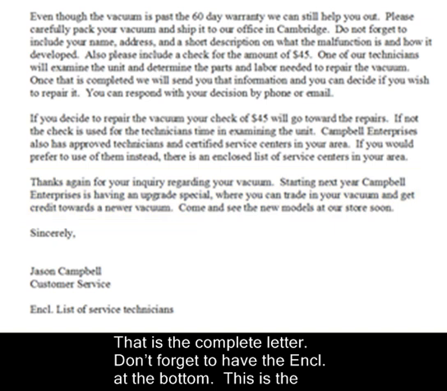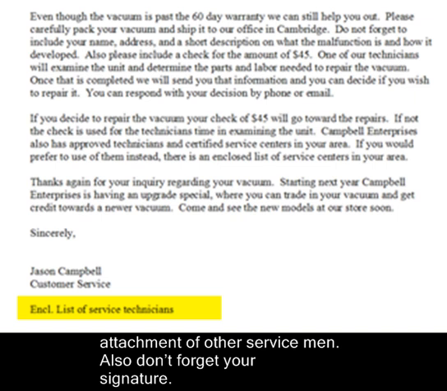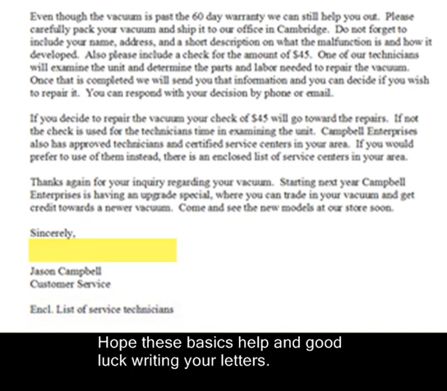Don't forget to have the enclosed at the bottom. This is the attachment of your serviceman. Also, don't forget your signature.